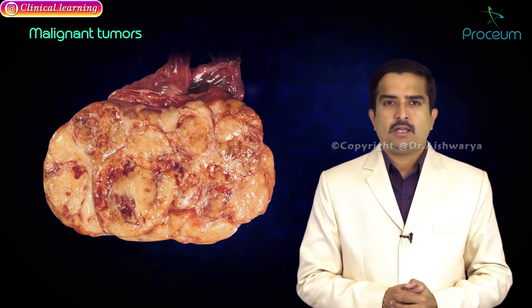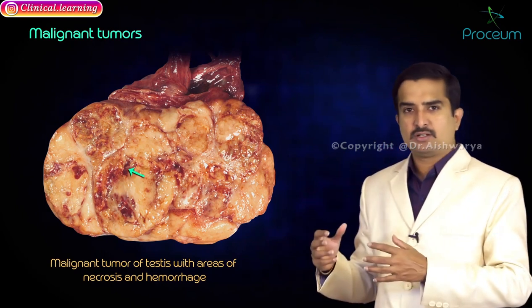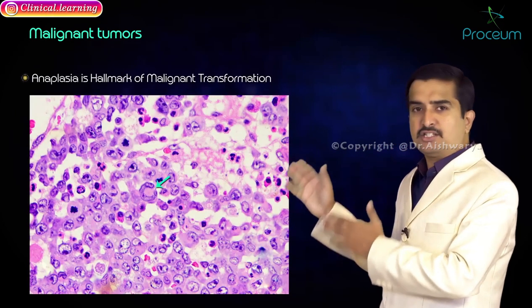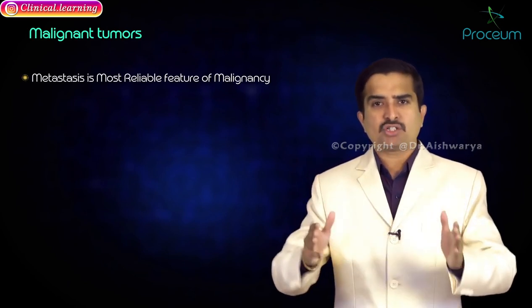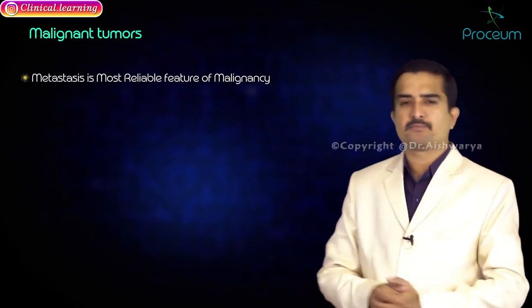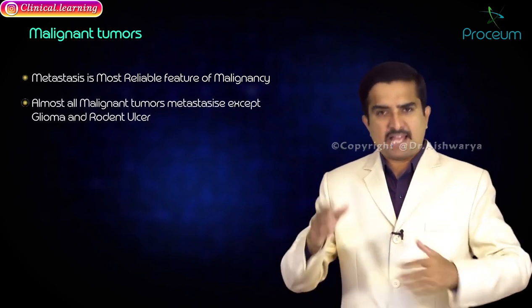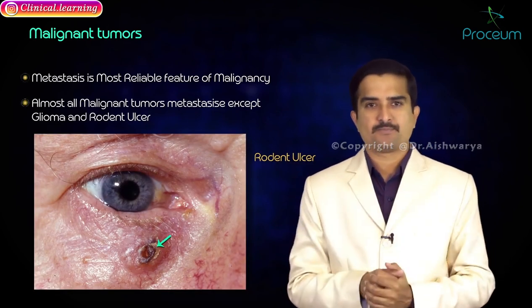If we talk more specifically about malignant tumors once again, in malignant tumors there will be areas of necrosis and hemorrhage, which are seen mainly due to rapid growth of the tumor cells. Here, anaplasia is considered to be the hallmark of malignant transformation. And metastasis is considered to be the most reliable feature of malignancy. So almost all the malignant tumors metastasize except glioma as well as rodent ulcer, which do not.